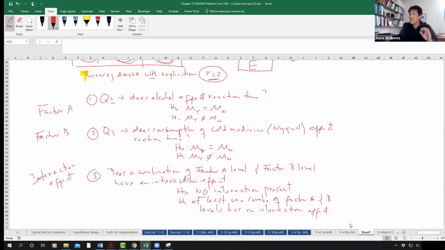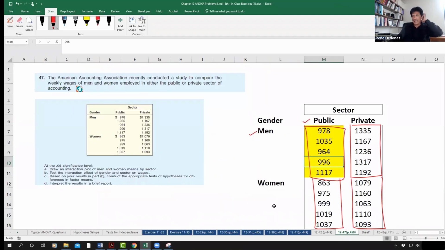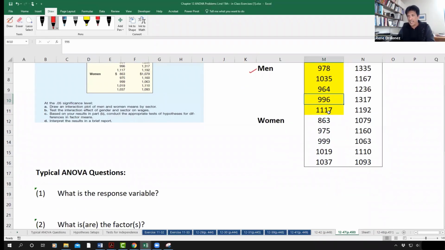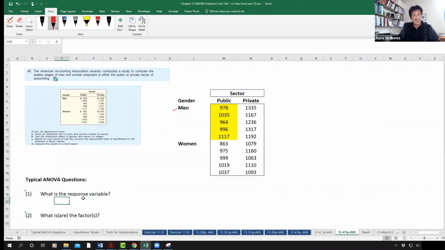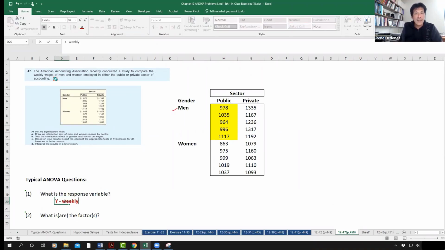Okay? So let's apply this to this problem now. In this problem, the American Association recently conducted a study to compare the weekly wages of men and women employed in either the public or private sector of accounting. So you have the data. I represented the data again here, where the response variable is the weekly wages in dollars. Okay, so this is quantitative.